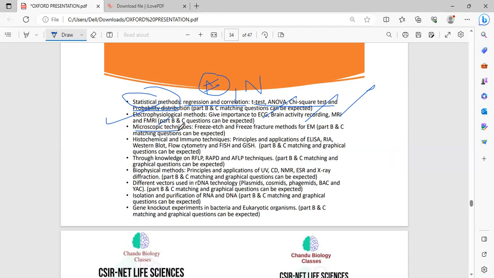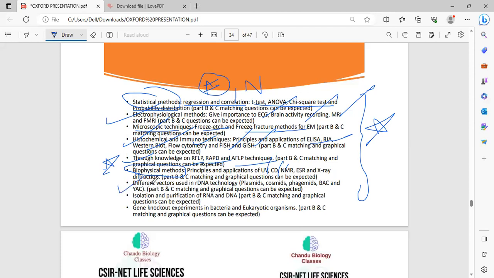And next, microscopic techniques. In microscopic techniques, we study the freeze etch and freeze fracture methods. And next, histochemical and immunotechniques. We study under this ELISA, RIA, and Western blot, flow cytometry, FISH, and GISH. Next, these are very, very important. That is RFLP, RAPD, and AFLP. All techniques are very much important. They interconnect this chapter to other topics. In biophysical methods, they ask related to the UV, CD, NMR, ESR, and X-ray diffraction.